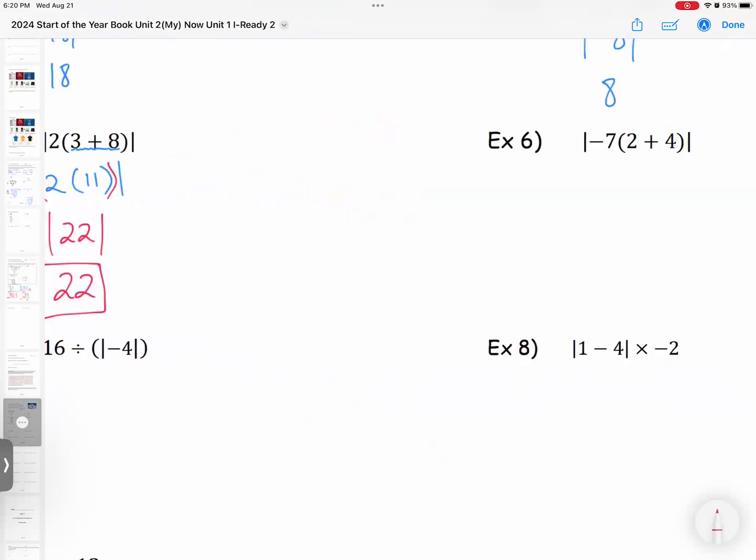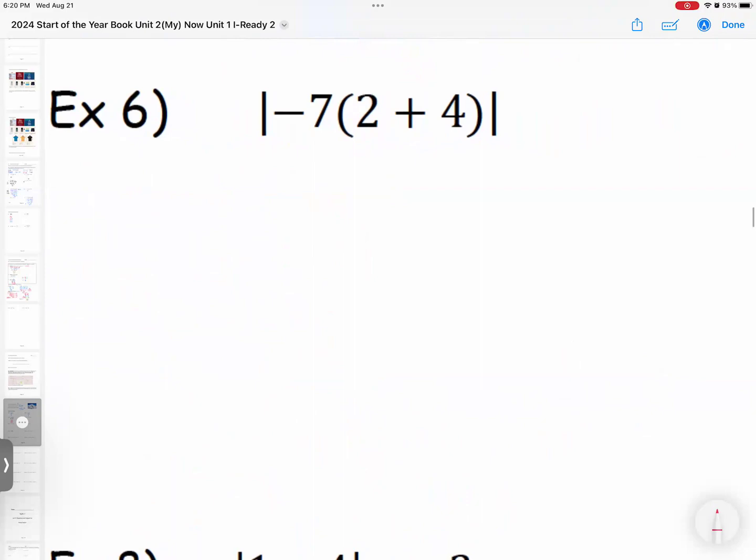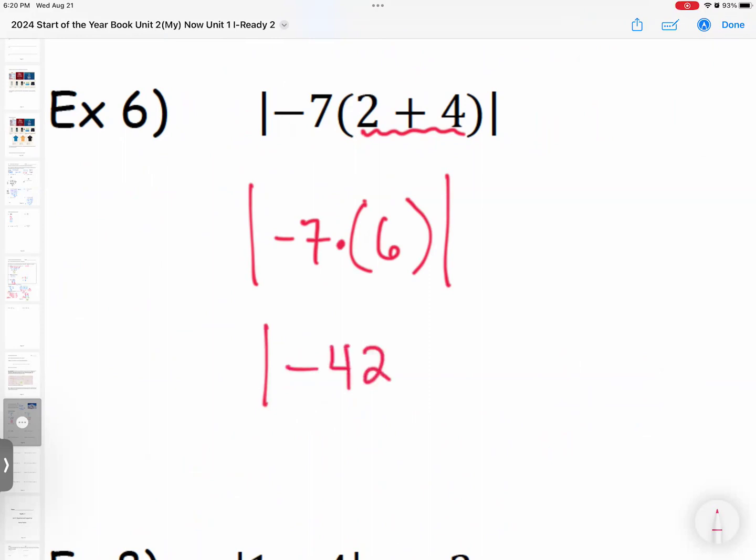Next up, example 6. Again, you really want to attack this from the innermost and then work your way out. So with the innermost grouping, we end up with the absolute value of negative 7 times 6. Then inside that absolute value, you are doing operations, in this case a multiplication. So you have negative 42 there. And then the absolute value of negative 42 is just regular 42, so positive 42.